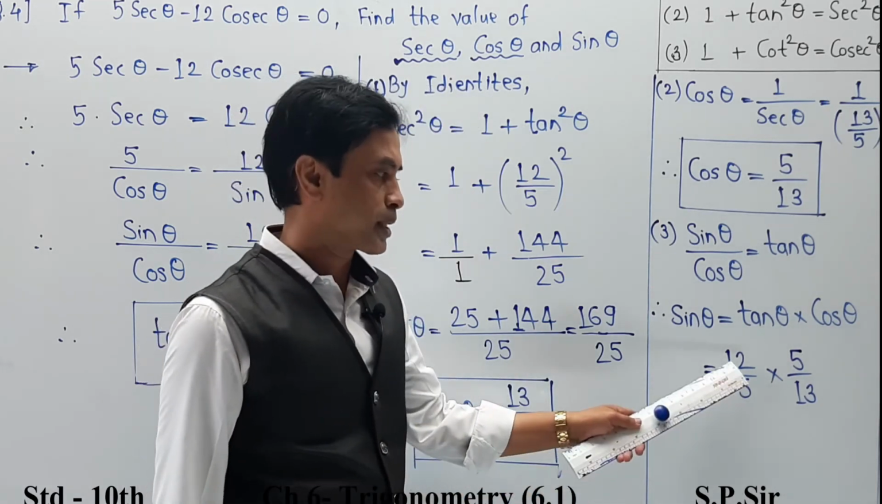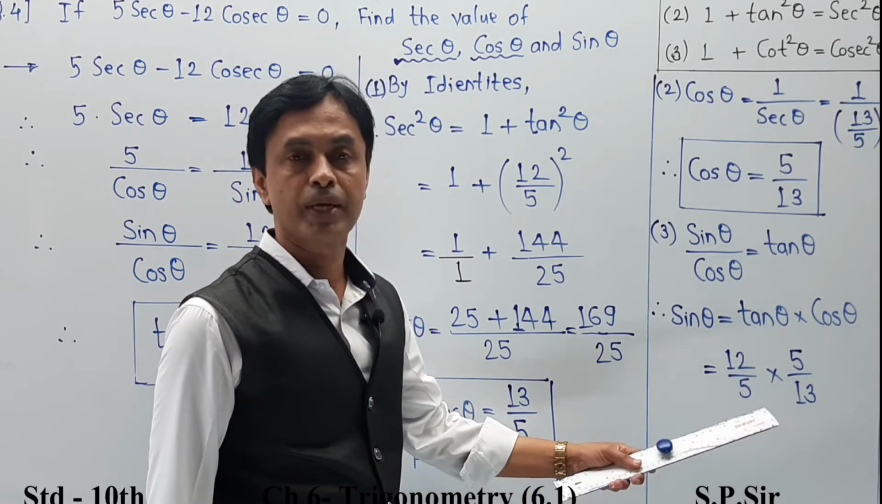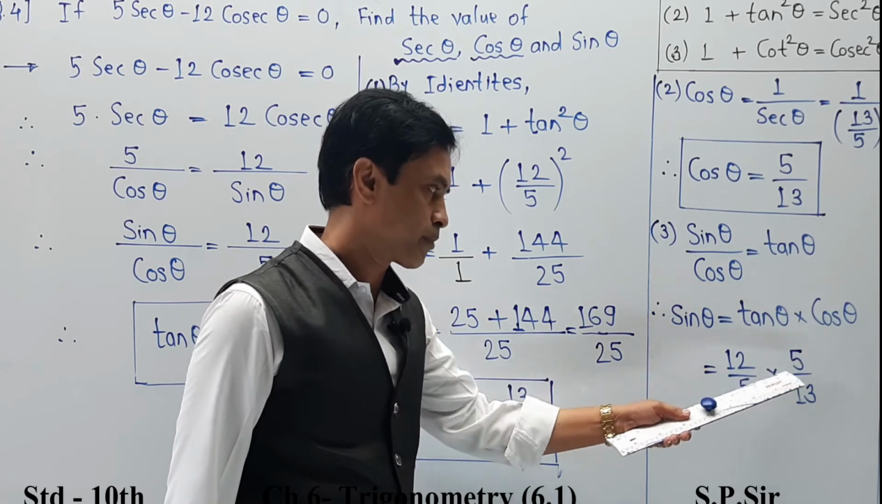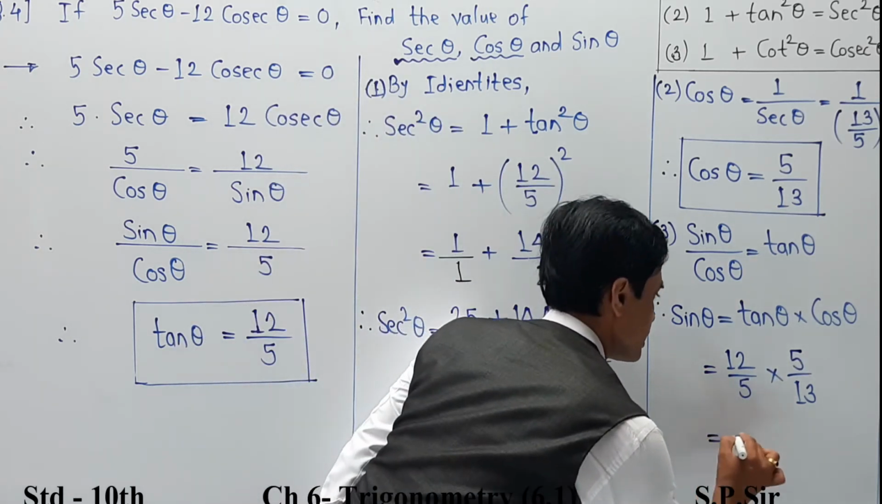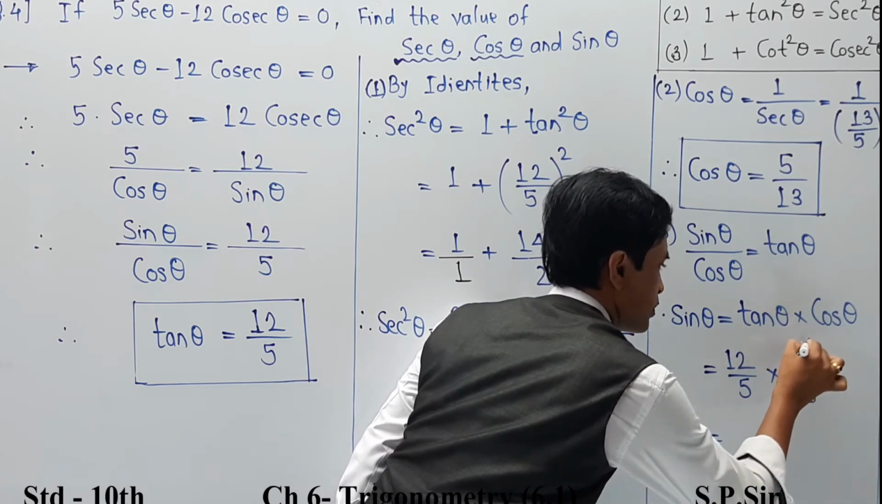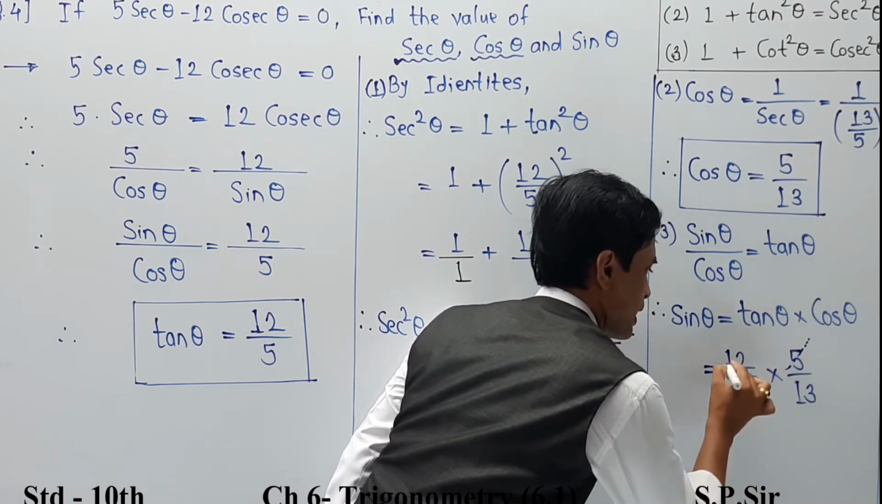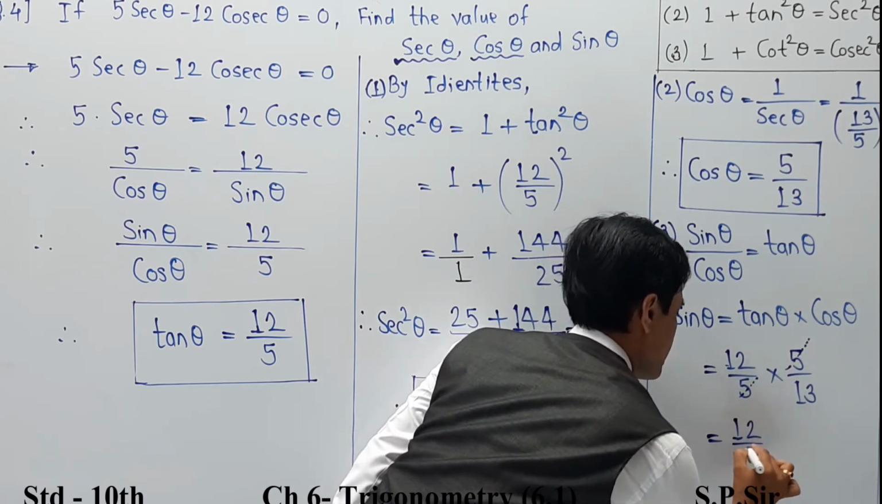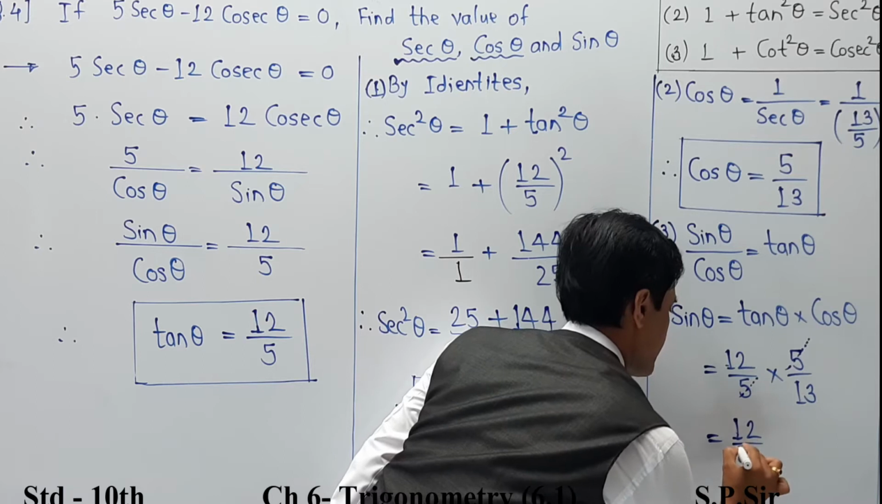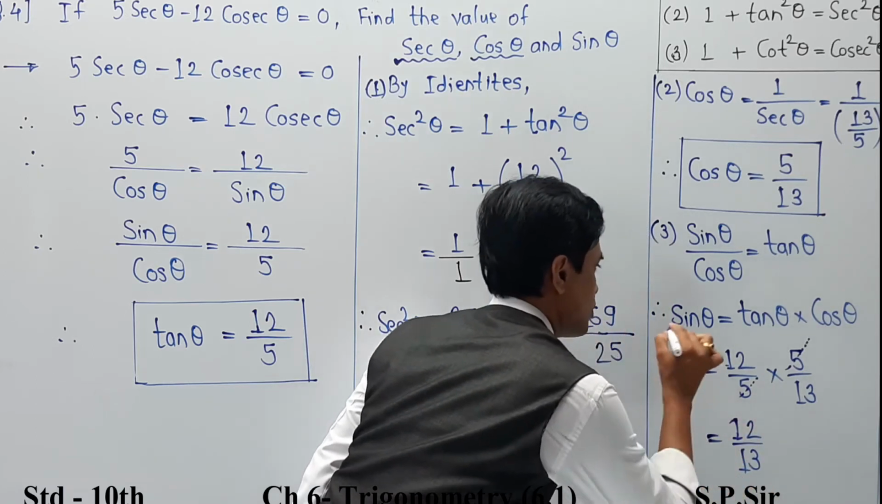Now simply you have to make the product of these two, and no need to do any extra simplification, because numerator 5 is easily cancelled with denominator 5. Here you can see 5 gets cancelled with 5 and it becomes 12 upon 13. So it becomes 12 upon 13, and that is nothing but your value of sine theta.